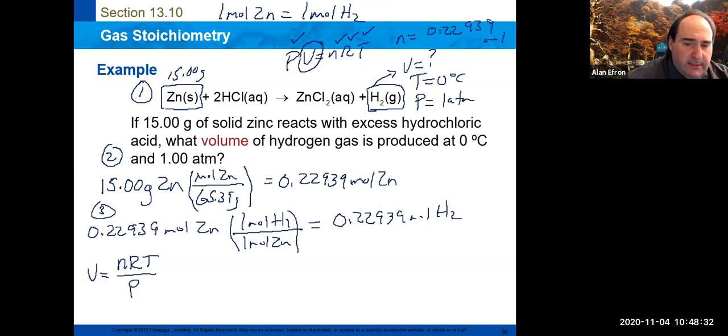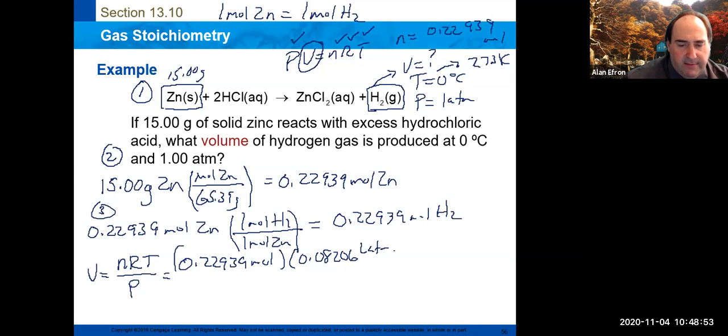We need to do just one conversion here. We need to add 273 to the Celsius, so that gives us 273 Kelvin. And then we can put our numbers in. This is going to be 0.22939 moles. Our R, which is 0.08206 liter atmosphere per Kelvin mole. Our temperature, which is 273 Kelvin, and our pressure, which is 1 atmosphere.